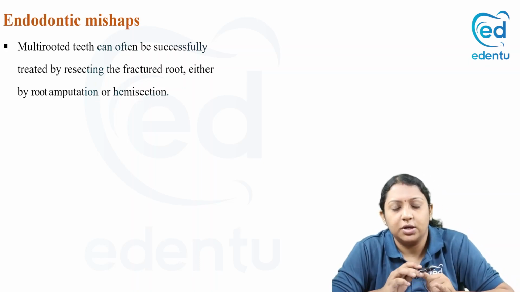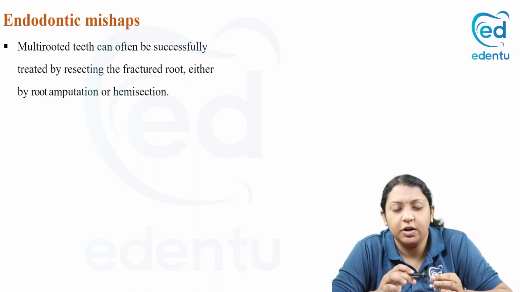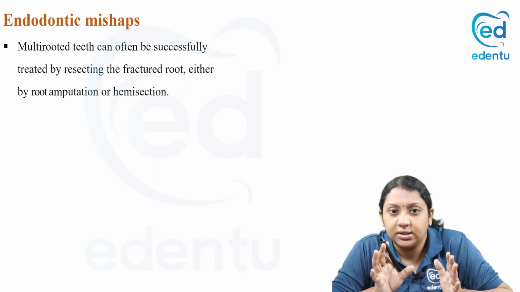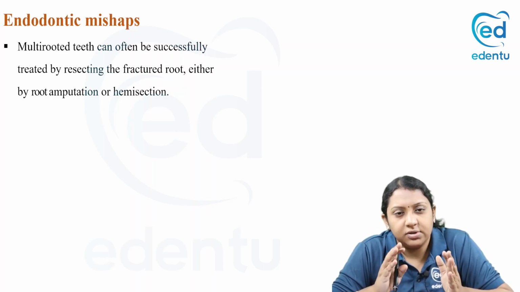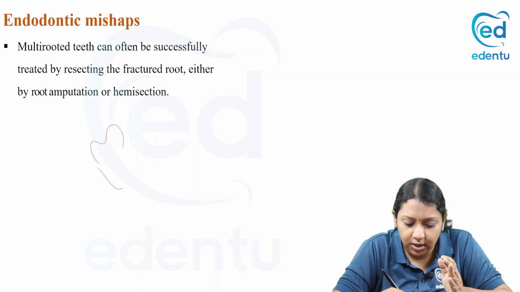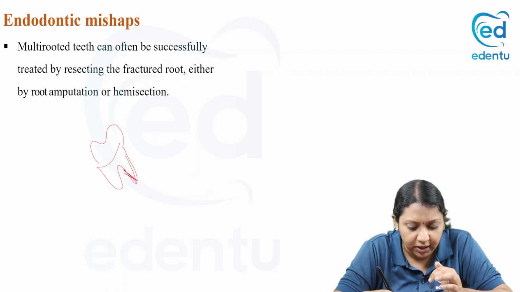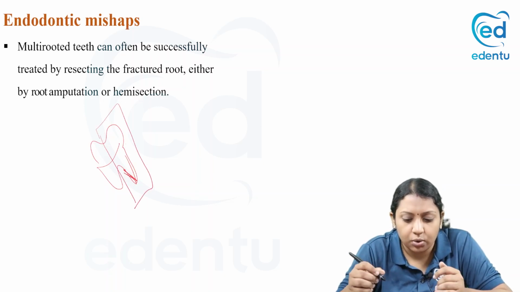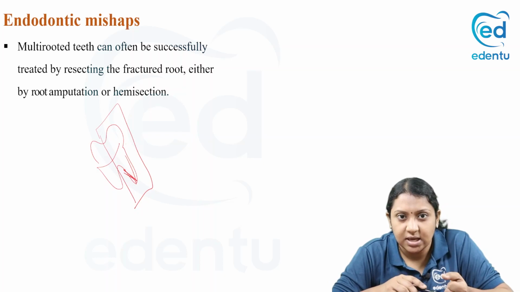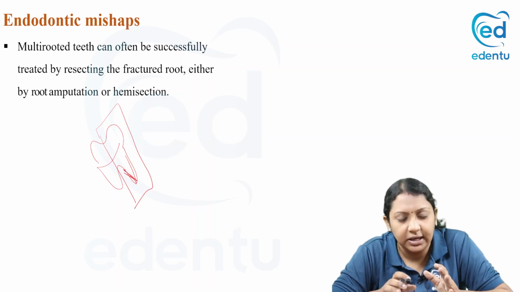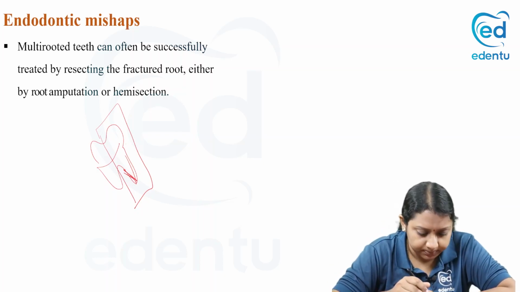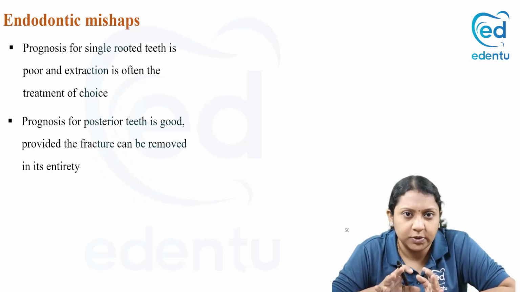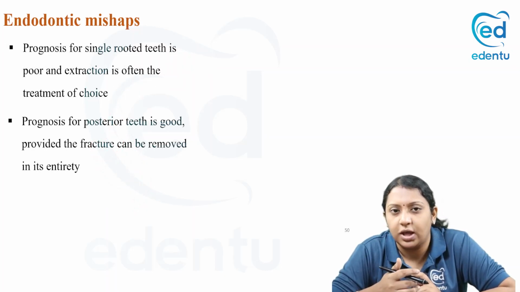All this, root amputation, hemisection, bicuspidization, will be covered in the endodontic surgery part. So just remember that if it is a multi-rooted tooth and there is a vertical fracture in one of its roots, we can do procedures like root amputation, hemisection or bicuspidization. We'll be dealing with that in the endodontic surgery part. For a single rooted tooth, there are no options like hemisection or bicuspidization.